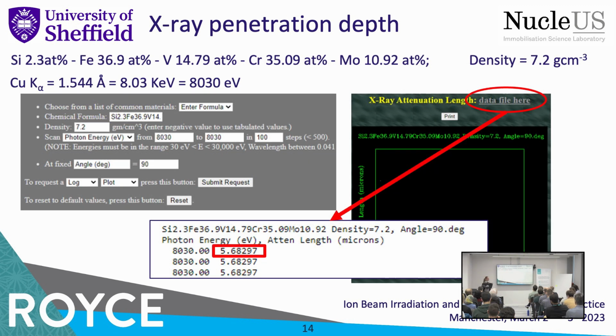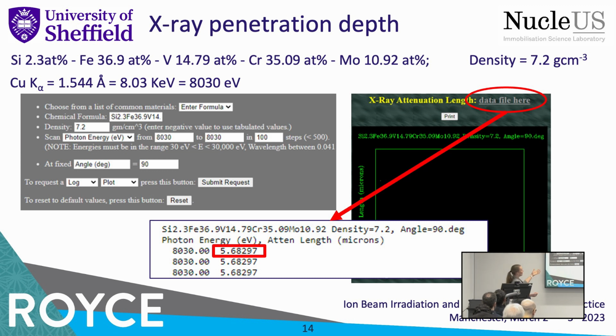So that diffraction pattern I showed you before, that nice single phase BCC diffraction pattern, actually came from a multi-component, compositionally complex alloy that has silicon, iron, vanadium, chrome, and molybdenum in. We've measured the density using the Archimedes principle. This is the real life density, and we know that our copper K alpha radiation has a wavelength of 1.544 angstroms. In the website I'm going to show you, it wants to have the radiation in terms of electron volts. So you can just use an online converter or use a conversion factor in order to convert between angstroms to electron volts.